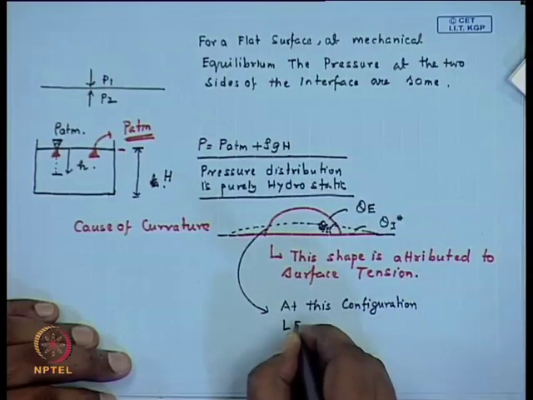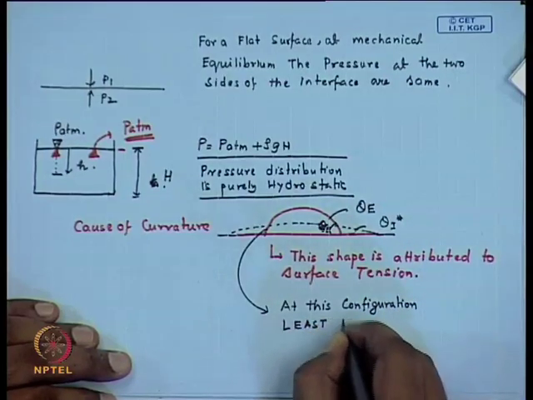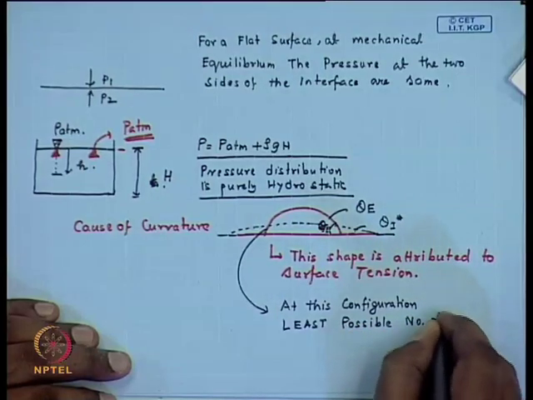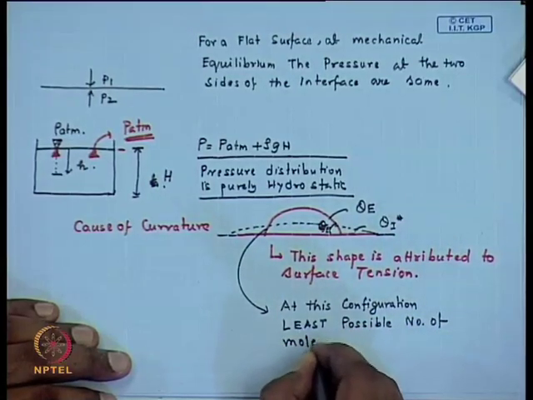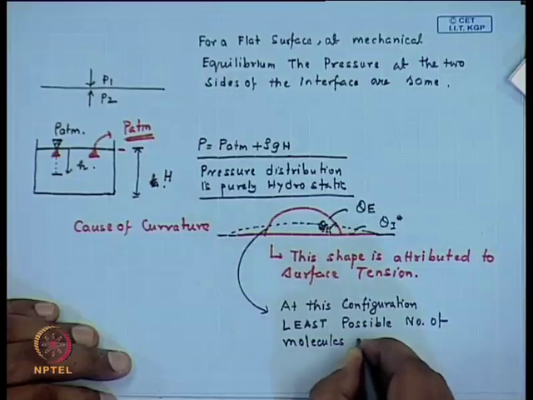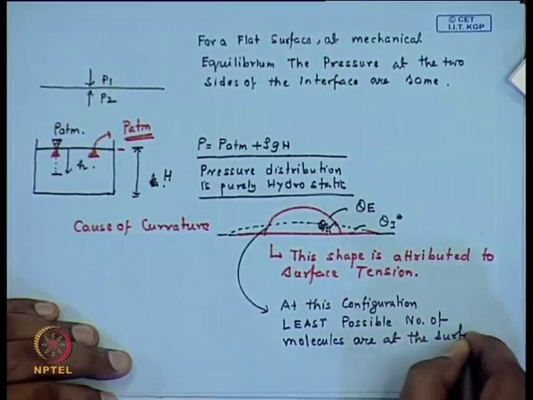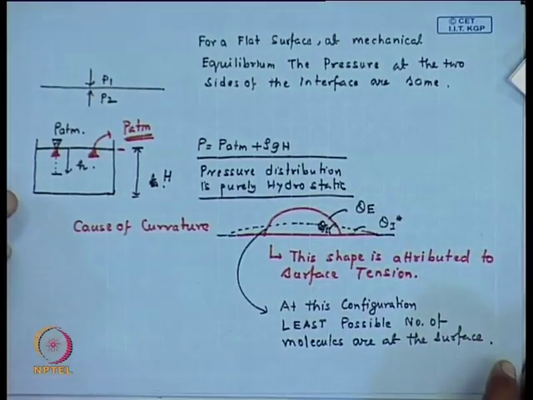the least possible number of molecules are at the surface, because you understand, because of the under-coordination of the surface molecules, there is an energy penalty associated with each molecule that goes to the surface. Lower is the number of molecules at the surface, lower will be the energy penalty. So, thermodynamically it will be the favored configuration.